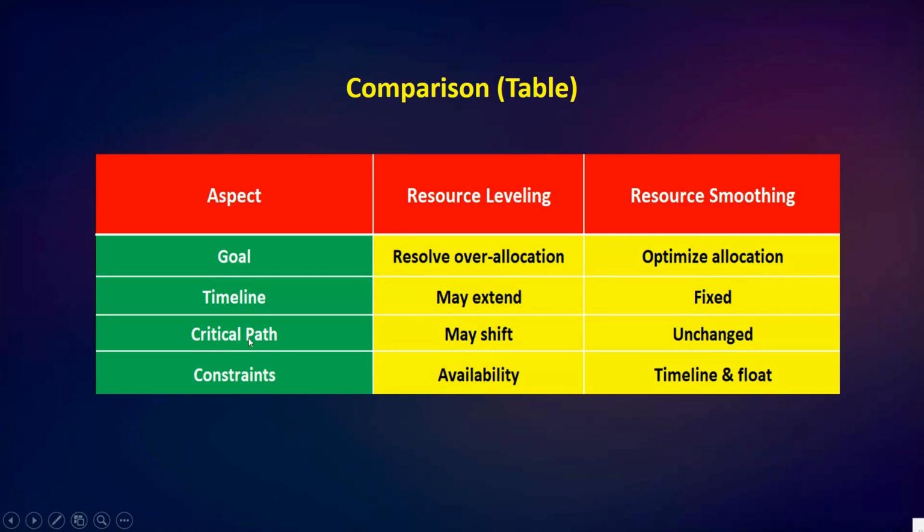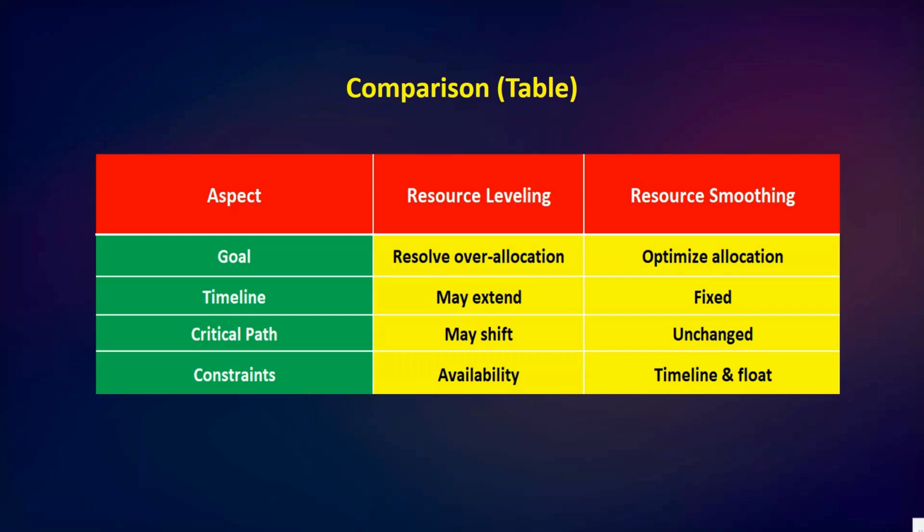Then we have the critical path. It may shift under resource leveling. You can see here, resource leveling can shift the critical path while smoothing does not. Constraints: here you can see the availability, then timeline and flow. Resource leveling works under resource availability constraints, whilst resource smoothing works under time and flow constraints. Okay, so this comparison makes it very clear.